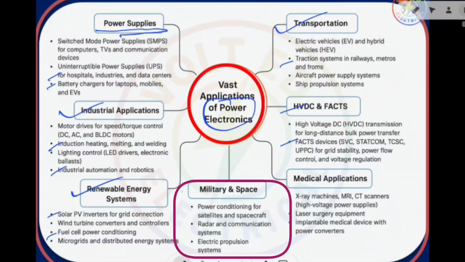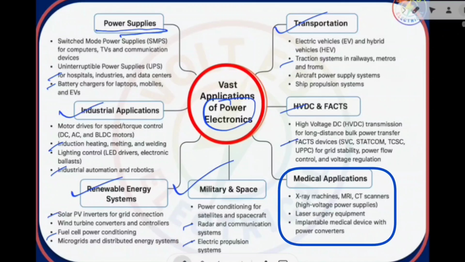If we talk about military and space, satellites and spacecraft need power conditioning systems for their electronics. Then the radar and communication systems depend on stable power supplies. Then electric propulsion systems in space missions are also made possible by advanced power electronics.